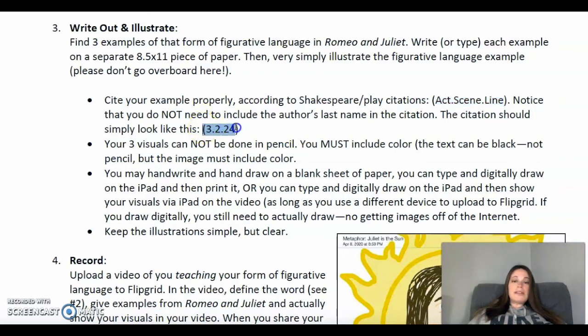Okay, so here's my citation. The 3 means that it comes from Act 3. Okay, 3 dot.